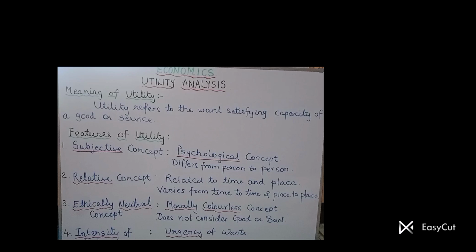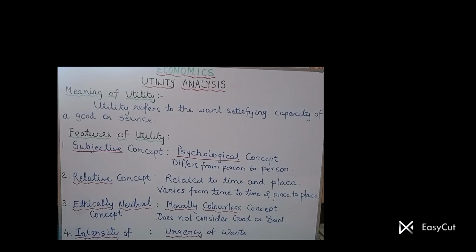While considering the criteria for the utility concept, we do not consider whether the commodity is put to ethically good, bad or undesirable use. We simply check whether the commodity is in a position to satisfy anybody's want. If it is in a position to satisfy anybody's want, we simply say that the product is having utility. I hope the point is clear. In this, good, bad, desirable, undesirable, nothing is considered. So we say utility is an ethically neutral concept.